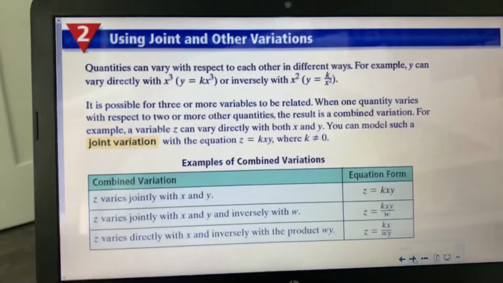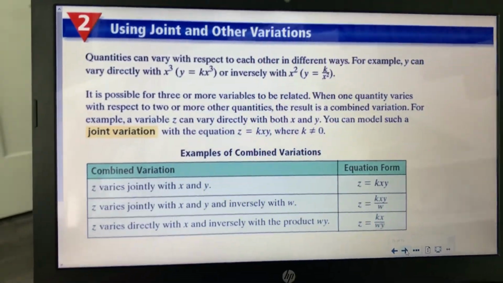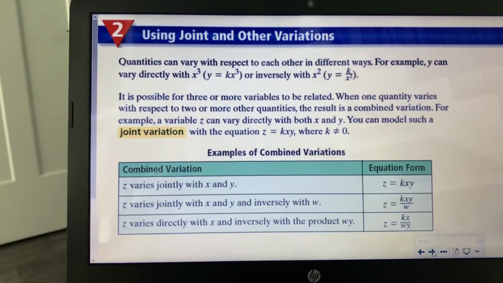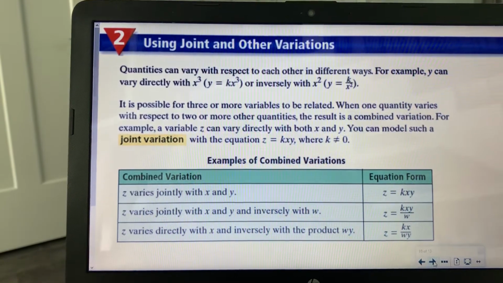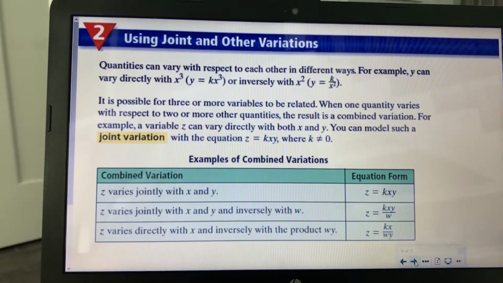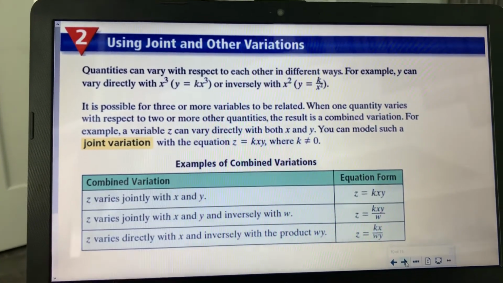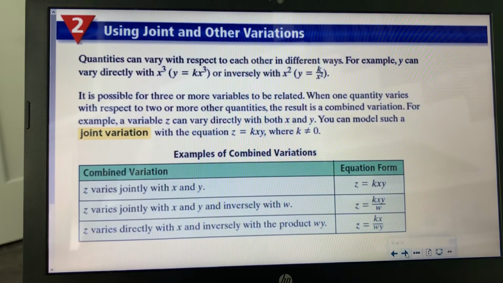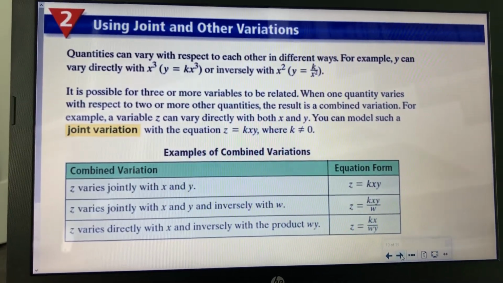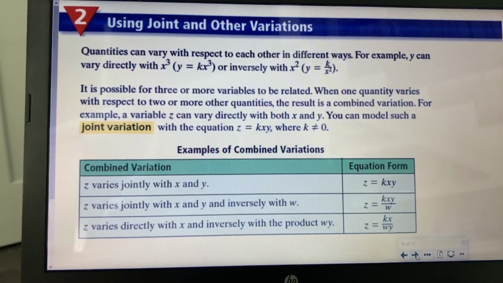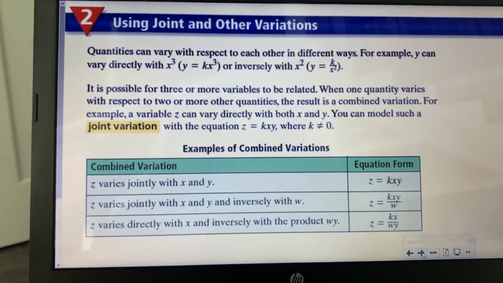And this is on objective 2, using joint and other variations. Okay. So quantities can vary with respect to each other in different ways. For example, y can vary directly with x cubed, y equals kx cubed, or inversely with x squared, y equals k over x squared. It's possible for 3 or more variables to be related. When one quantity varies with respect to 2 or more other quantities, the result is called a combined variation.